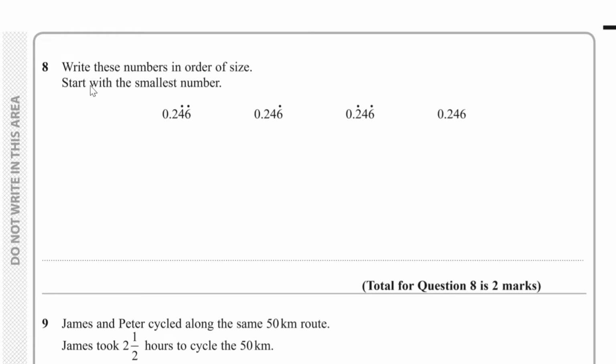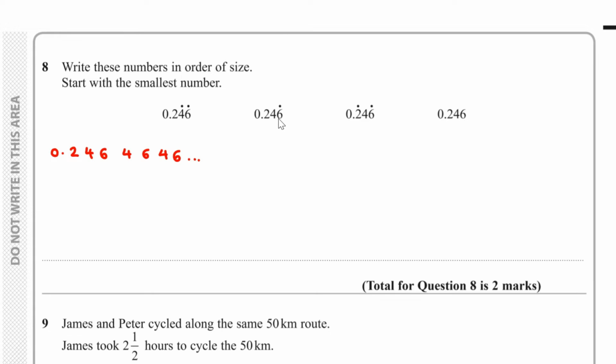Question number 8. We have to write these numbers in order of size. Start with the smallest number. Well, here we've got 0.246, where the 4 and the 6 are repeating. So let's just write out that number. We've got here 0.246, 46, 46, etc.